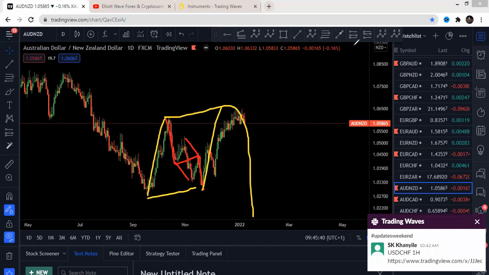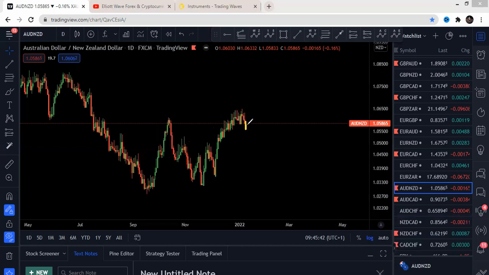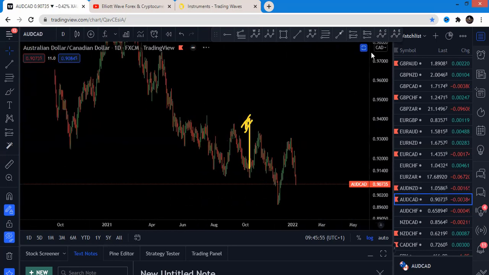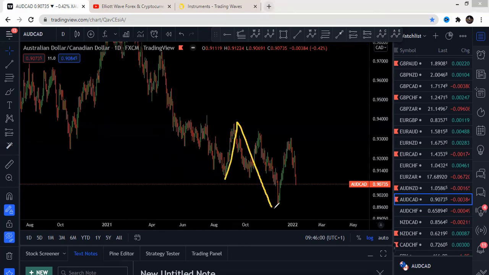Now, if you get a setup here on AUDNZD on the 4-hour or the 1-hour, we'll look to take it to the downside on confirmation. When the indicator confirms, we'll be looking for that structure to push lower. Now you'll see that most of the AUD pairs are showing a bearish move to the downside. So they are showing weakness. So we're looking at this one here. That is a nice running flat on AUDCAD. Looking for this one to continue lower.